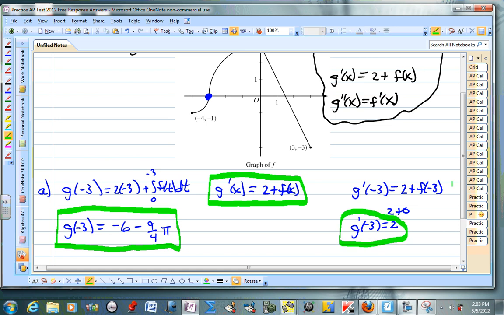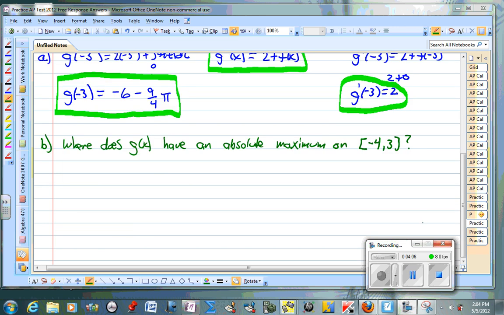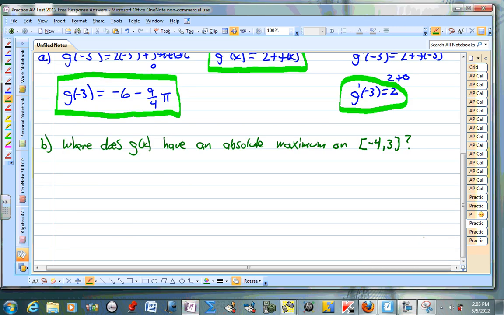Now we're done with part A. Let's go to part B. On part B, we're asked to find where the function g of x has an absolute maximum on the interval from negative 4 to 3.